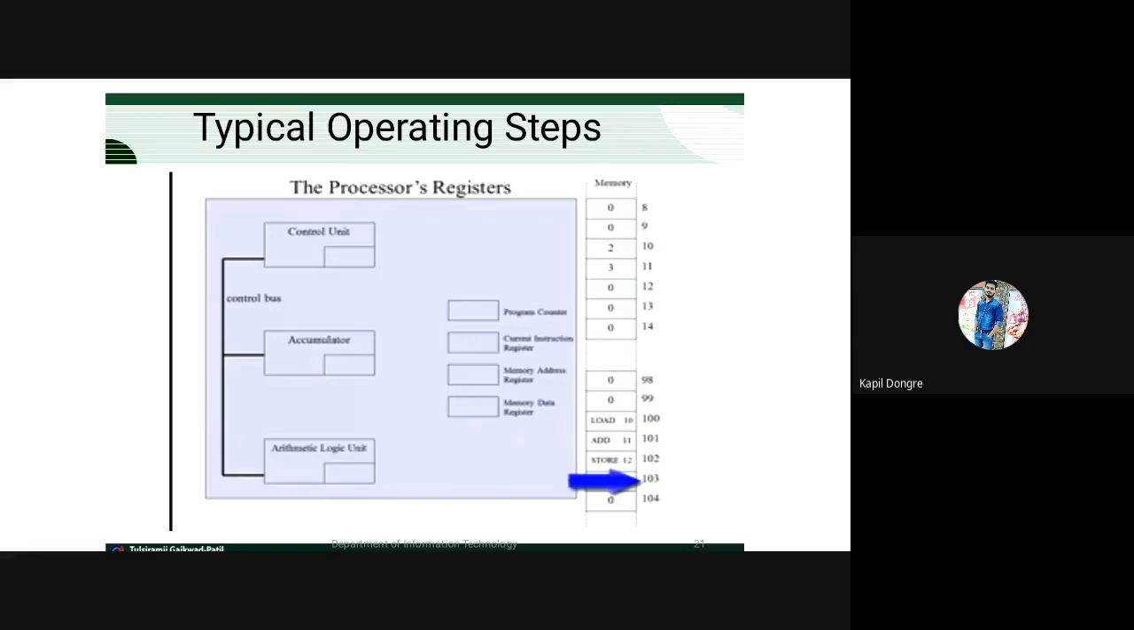Next, what is the use of the memory address register? The memory address register is used to load the address of that particular instruction. Next, again we have the memory data register. The memory data register is used to load the data of that particular address. What is the address pointed to by that particular instruction, whose data is stored in the memory data register?